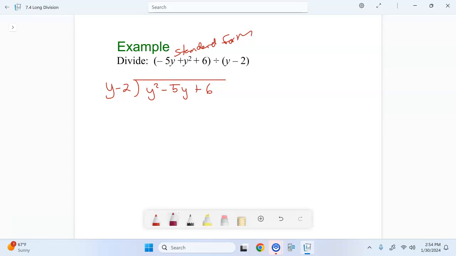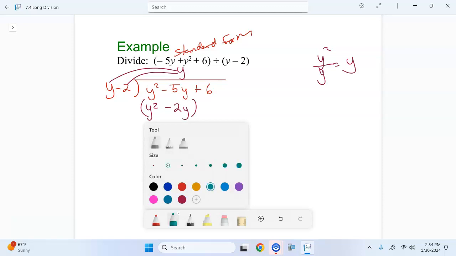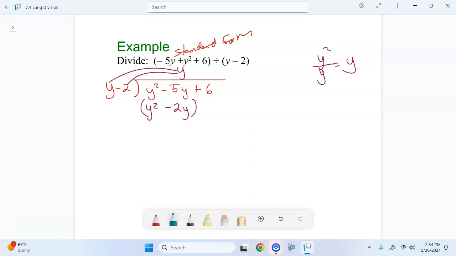All right, so step 1. Divide. What am I dividing? Good. Y squared divided by y gives me y. Put it up here. Step 2. Multiply. Y times y. And then y times negative 2. Minus 2y. Don't skip ahead. There's going to be too much going on to skip ahead. Okay. All right.